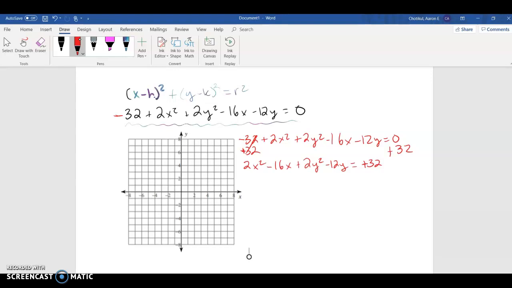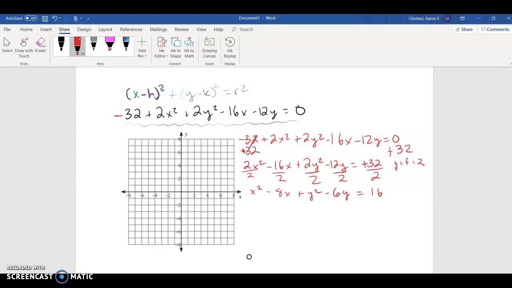We have our x's and our y's grouped together. Now you'll notice, I think we have a GCF. It looks like our GCF here is 2 on this left side. So I think I can divide everything by 2. If everything is divisible by 2, let's do that. This becomes x squared minus 8x plus y squared minus 6y equals 16.